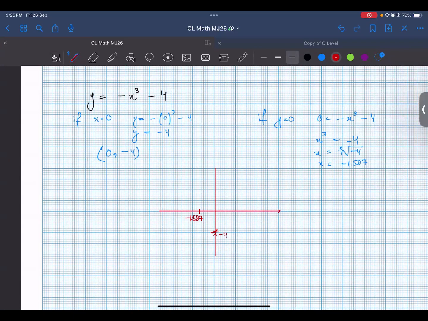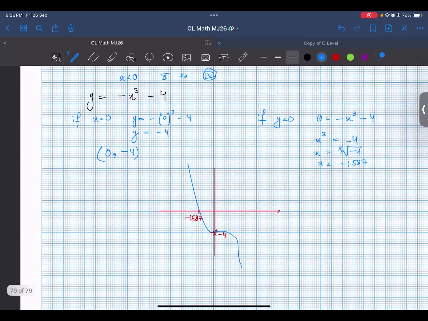And now the shape. You can see the A is less than 0, which is negative. So this means that now it would move from the second to the fourth quadrant. So the graph would start now from here and turn over here, so like this. It's a sketch, okay? It's okay if it is not as accurate, but this is how it will look.